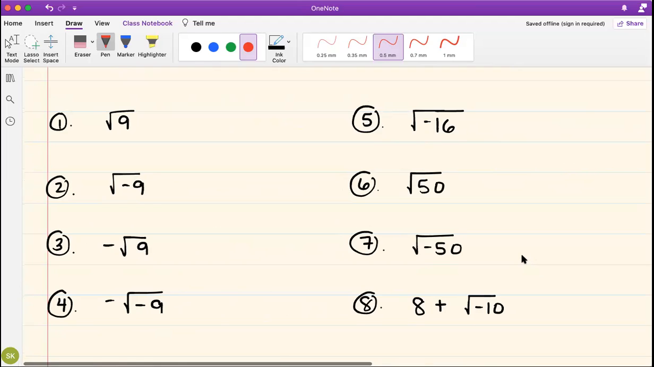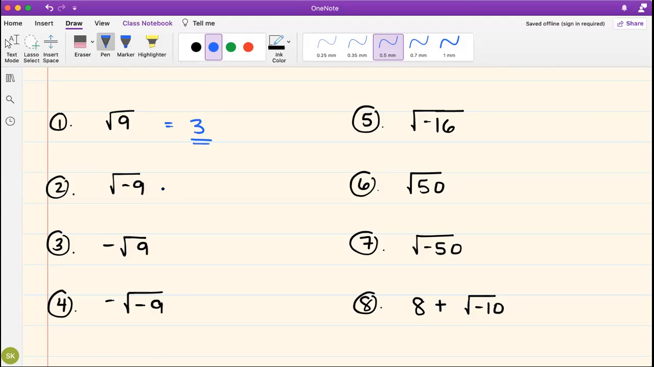Okay, so remember, a complex number is a real number plus an imaginary number. And these imaginary parts and real parts can be 0. So if we just get a real number, that's okay. That is a complex number. So we're starting with number 1. What is the square root of 9? Well, that's easy. It's just 3. So that is our complex number.